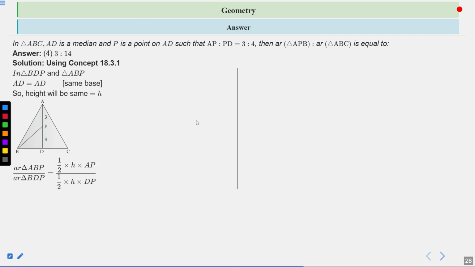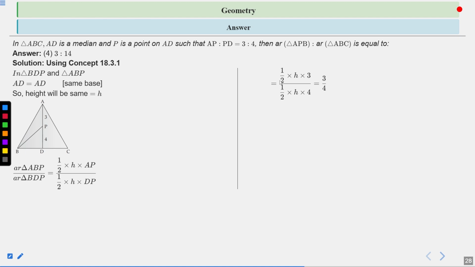So we can say that the area of triangle ABP will be half into base into height. In the same way, we apply the formula, 1 by 2 into H into AP, and the area of triangle BDP becomes half of H into DP. When we calculate it, with the ratio given as 3 ratio 4, it becomes half into H into 3 upon half into H into 4, which equals 3 by 4. So the half and H will be cancelled out, and we get 3 by 4.